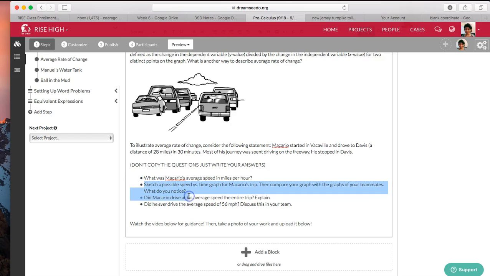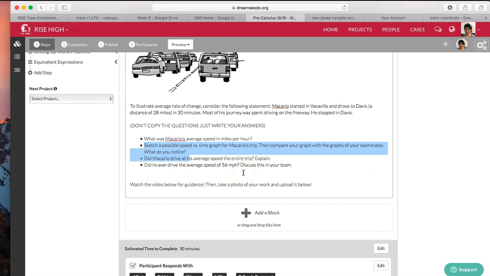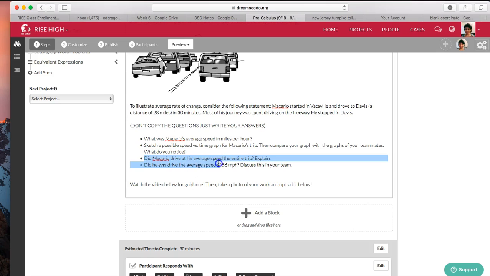Sketch a possible speed versus time graph. So what's going on with his speed over time? And then you don't really have teammates to compare your graph to, but you can go ahead and write down what you notice. And then take a look, did Macario drive at his average speed the entire trip? Explain why. And think about, do you think he ever drove the average speed of 56 miles per hour?